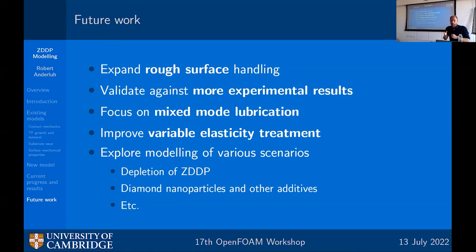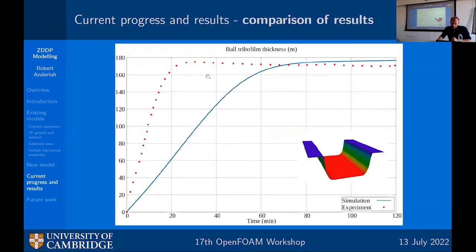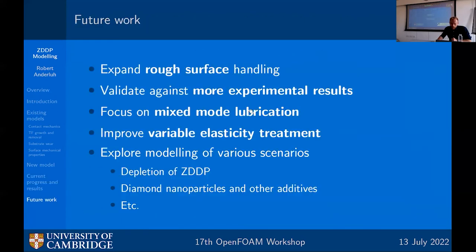And I definitely want to improve on variable elasticity treatment. I think this one will make a big difference, especially in this case, because that is a big aspect of how ZDP actually works. I probably should have mentioned that earlier, but one of the big theories is that the reducing of that elastic modulus is what actually makes it a cushion on top of steel surfaces and reduces the contact pressures, which ultimately reduces the wear. Those are some of my hard goals.